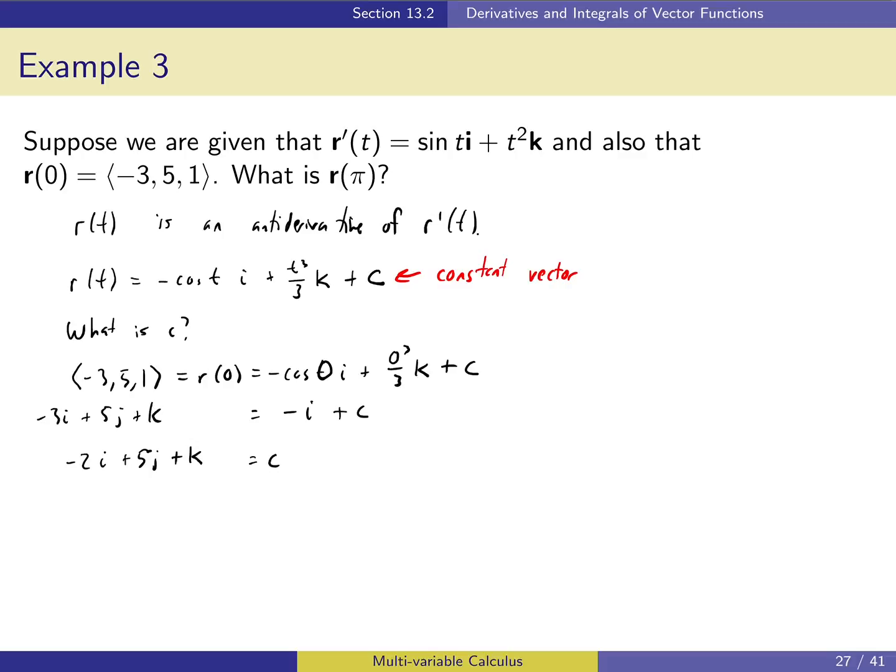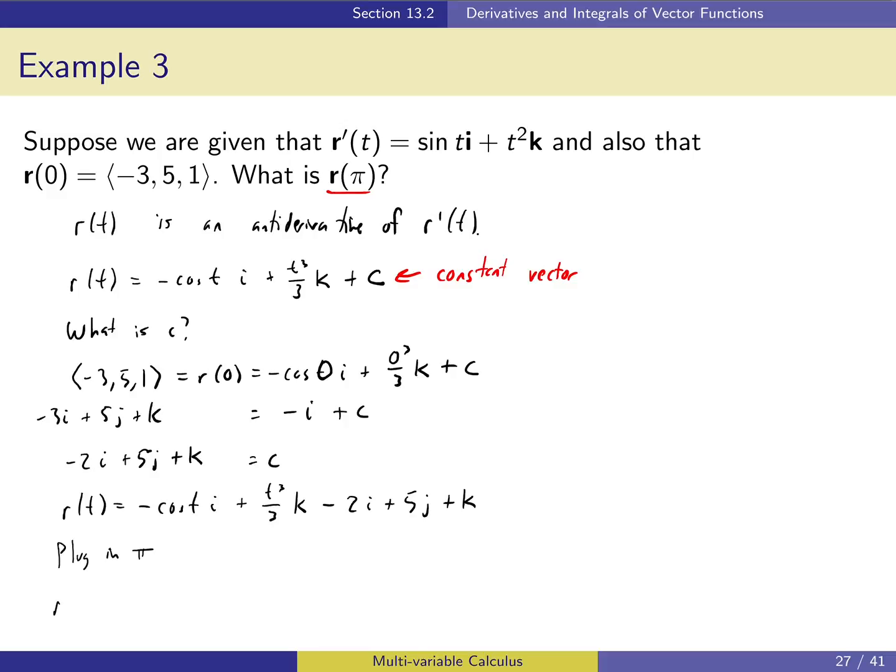Now we know precisely what r of t is. Let's rewrite it. r of t equals negative cosine of t i plus t cubed over 3 k minus 2i plus 5j plus k. We could, of course, collect like terms if we wanted to, but we're not going to need to in order to solve this problem. What are we asked for here? We're asked for r of pi. We have an expression for r of t, so let's just plug in pi.